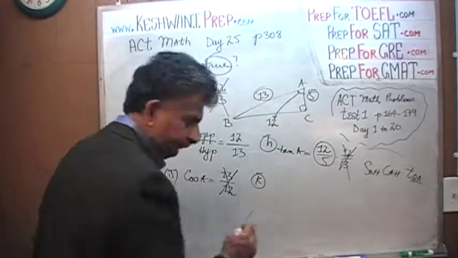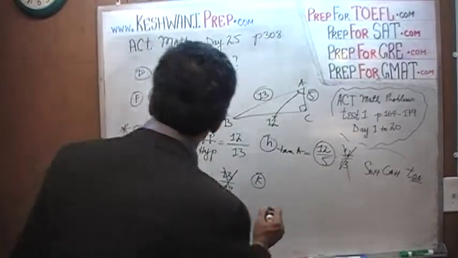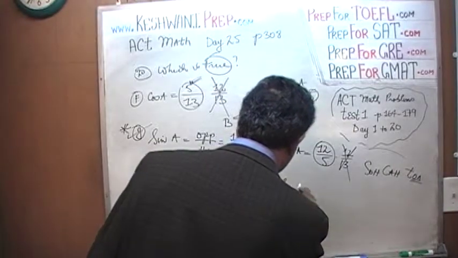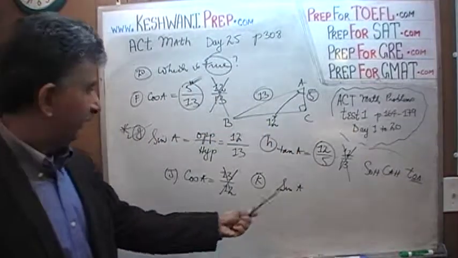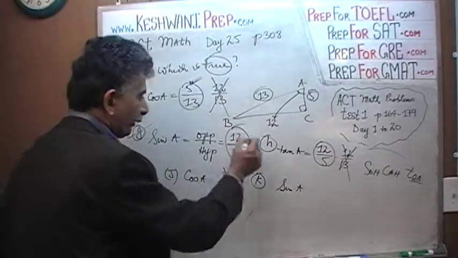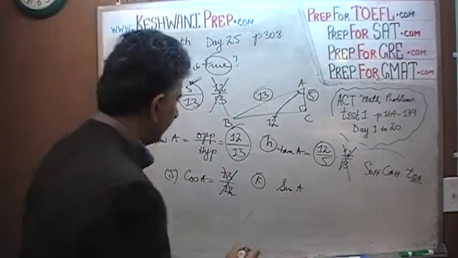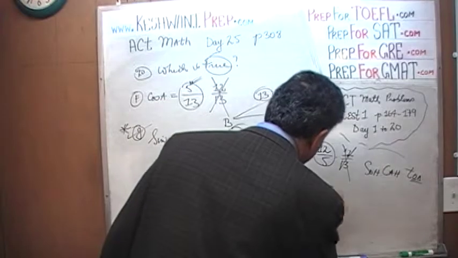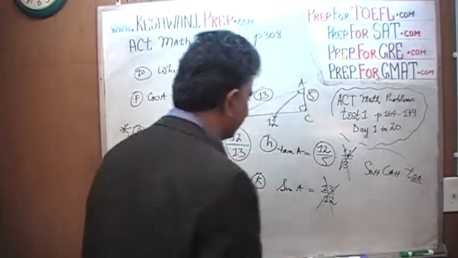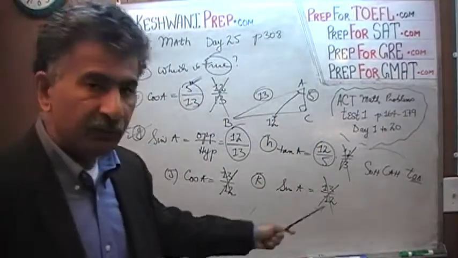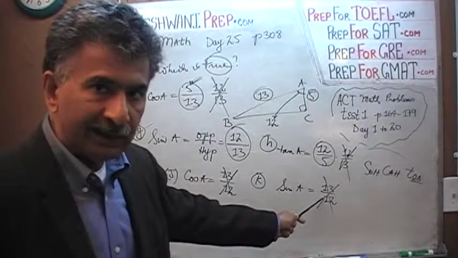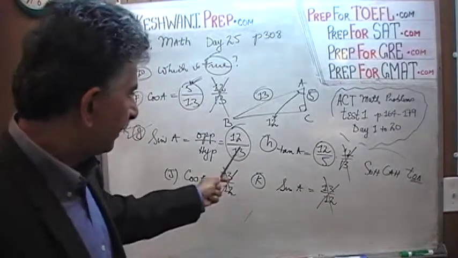And in K, sine of A, well, whatever they give us, obviously we already found out sine of A is 12 over 13. It's not 13 over 12. This is wrong. So in K they give us the reciprocal. In answer choice K, they give us the reciprocal of the correct answer.